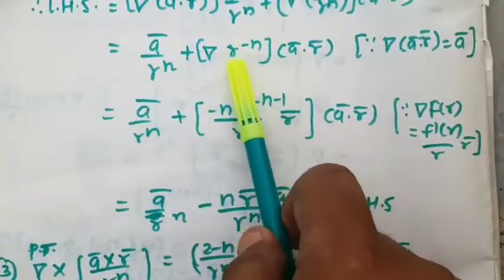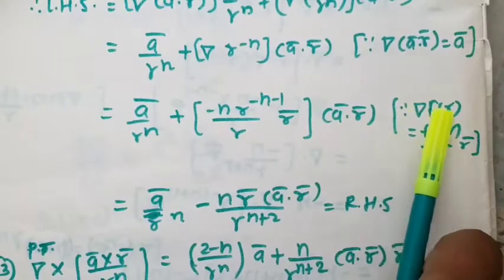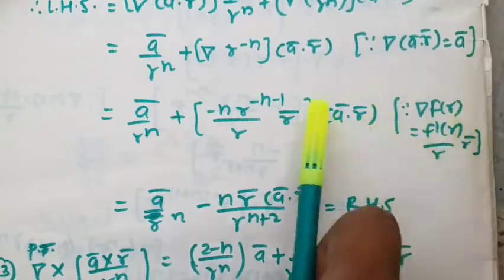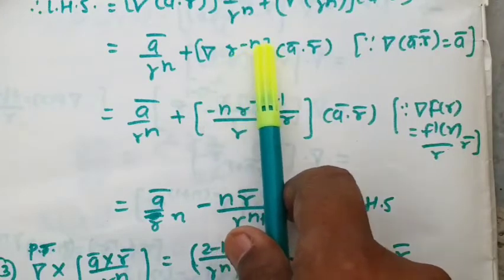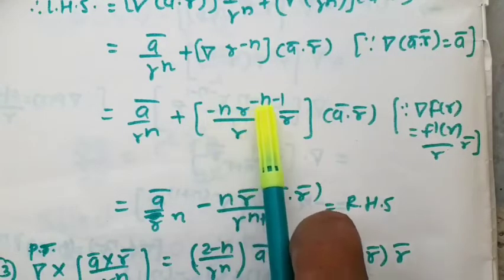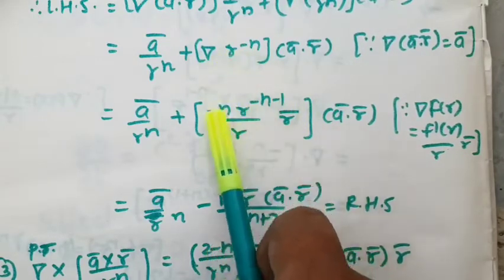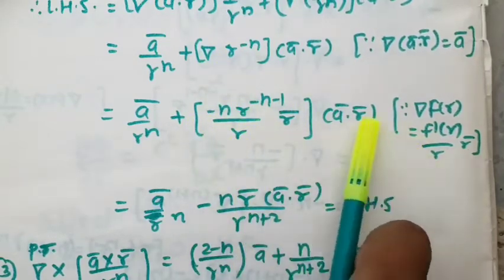Now for simplifying this, we are going to use the rule for del of f of r. Del of a function of r is what? f dash of r by r into r bar. Here f of r is r raised to minus n. Its derivative is minus n r raised to minus n minus 1, divided by r, into r bar. Its derivative is the numerator, divided by this r, into r bar.